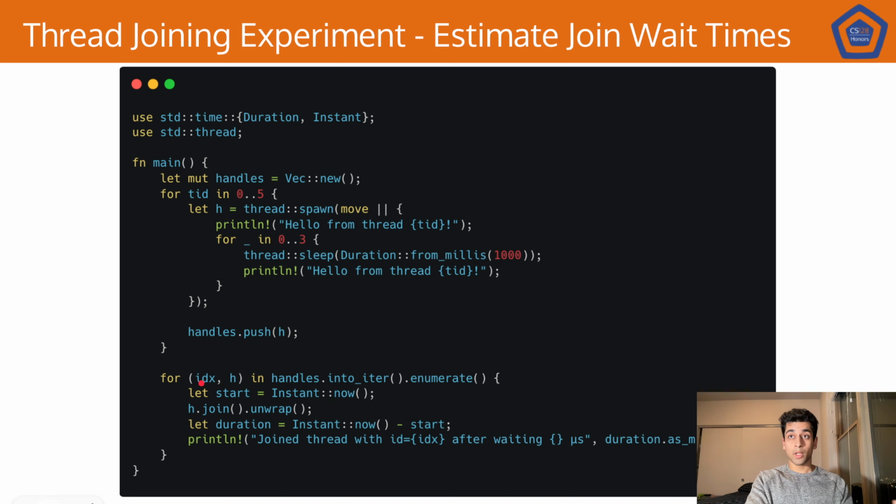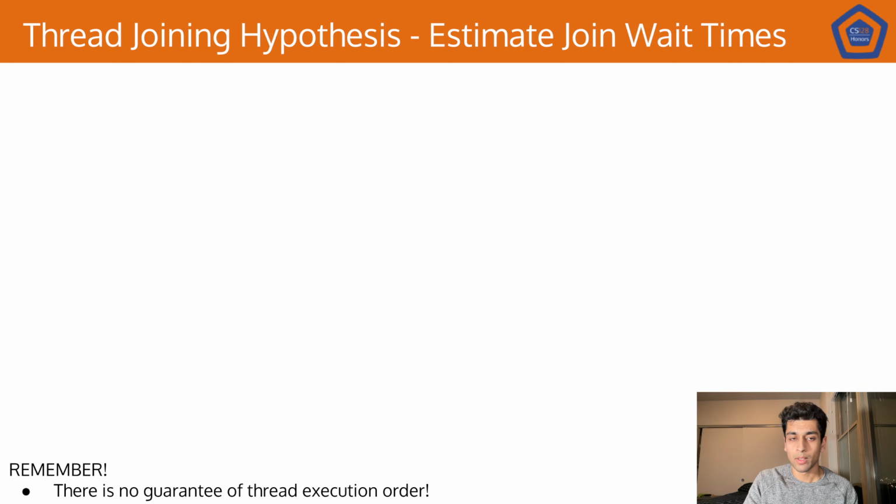So we talked about blocking functions in previous lectures. Join is a blocking function. So this code will measure how long this thread of execution is blocked by the join. So any hypotheses as to how this will run? There's no guarantee of thread execution order. So there's a couple ways that this could actually run.